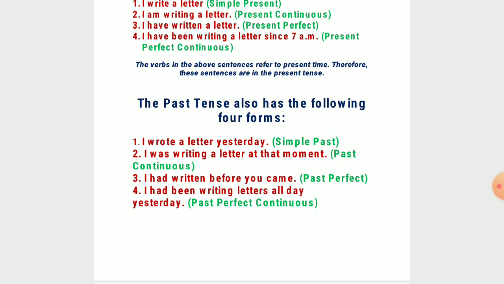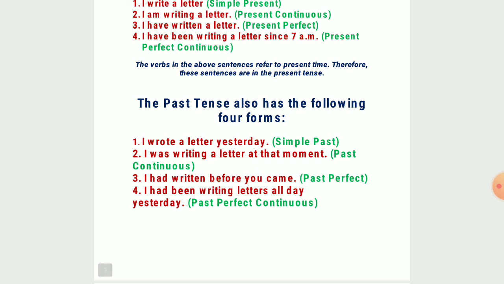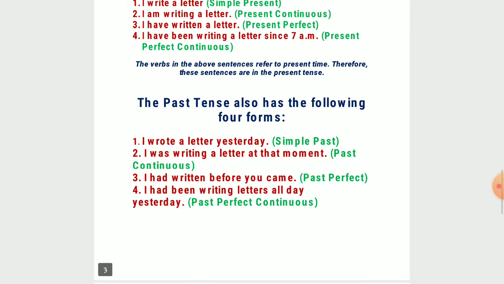I repeat, I wrote a letter yesterday. It is an example of simple past. I was writing a letter at that moment. It is an example of past continuous. I had written before you came. It is an example of past perfect.